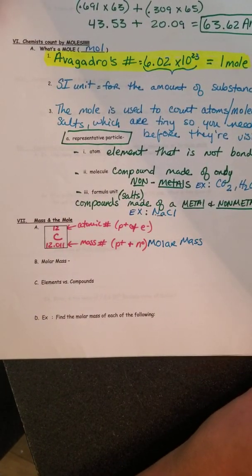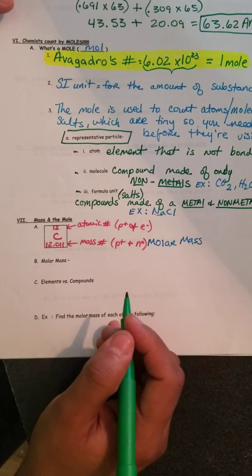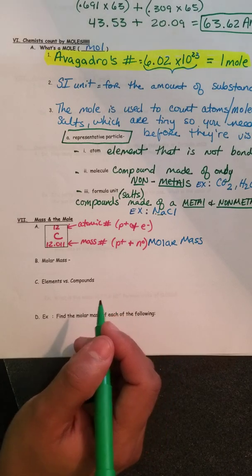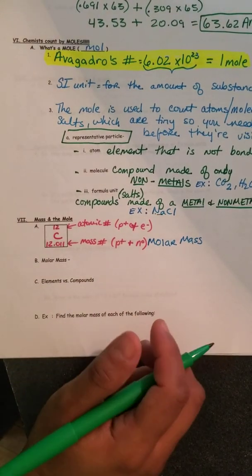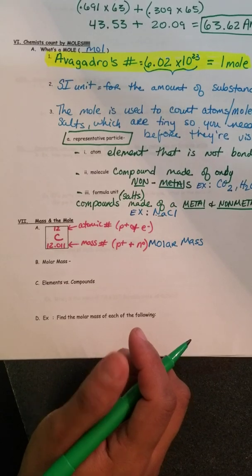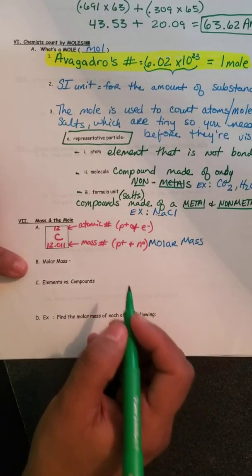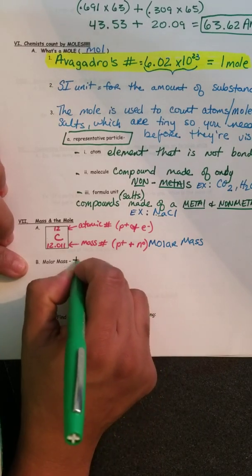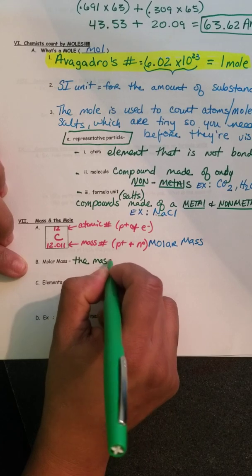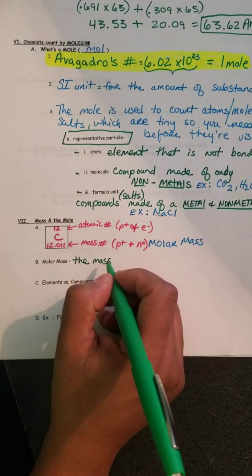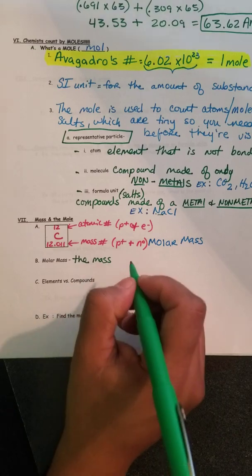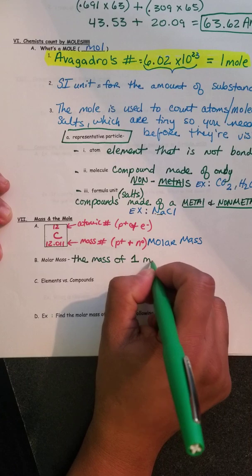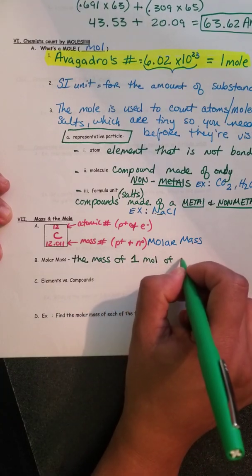So let's talk about that word molar mass. That's a new word now that we're coming to. Okay? So this molar mass here, it says, is the mass of 1 mole of the substance.